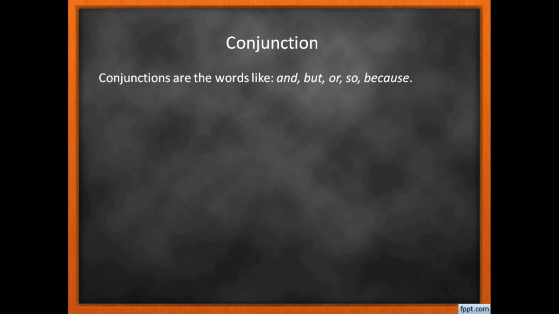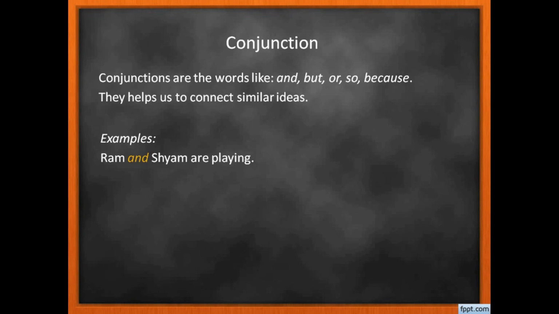Okay, let us go to the next part of speech, that is conjunction. What is a conjunction? Conjunctions are words like and, but, or, so, because. Conjunctions help us to connect similar ideas. Let us see an example. Ram and Shyam are playing. Here what is the conjunction? And is a conjunction. Both Ram and Shyam are nouns. It connects the two nouns, Ram and Shyam. And it also connects two sentences.